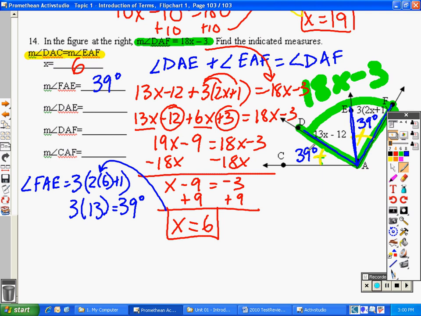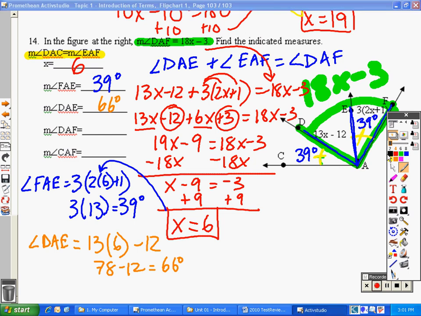Going on to the next one, I'm going to look at angle DAE. Angle DAE was 13 times x, which is now 6, minus 12. 13 times 6 minus 12. 13 times 6 is 78, minus 12. And 78 minus 12 is 66 degrees. So I'm going to answer that one, 66 degrees.